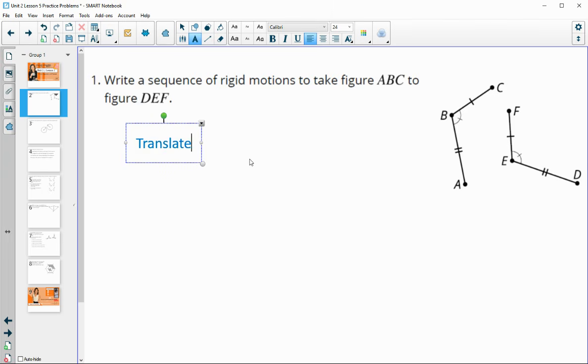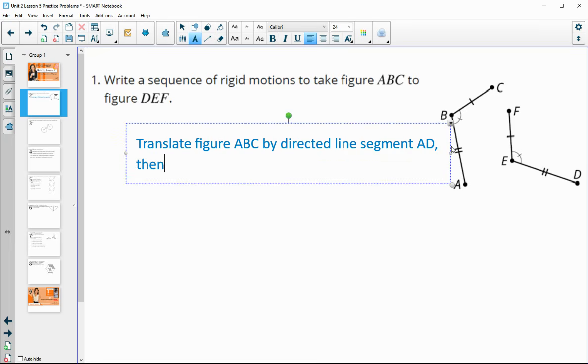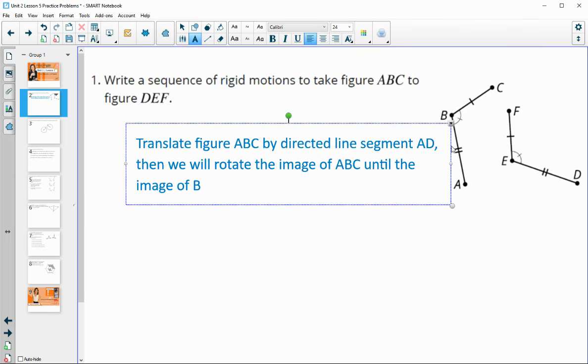So we're going to want to translate figure ABC by directed line segment, whatever you want to connect. I'm going to go A to D. So by directed line segment AD. Then we will rotate the image of ABC until the image of B coincides with E.